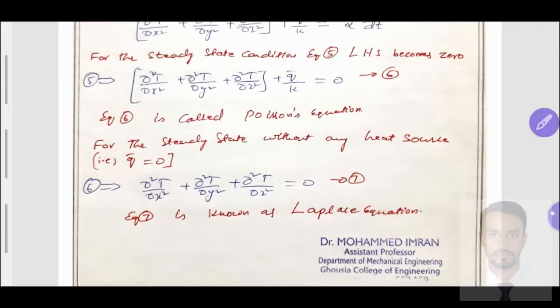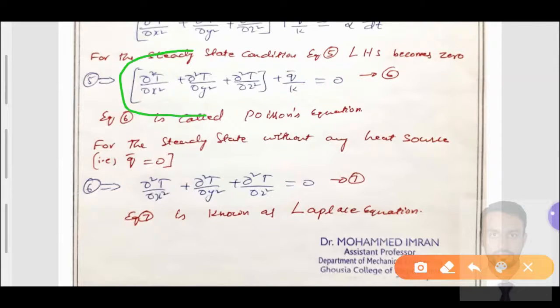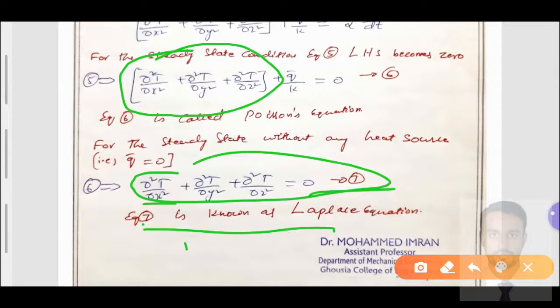Then this differential equation of equilibrium for a three-dimensional body under no heat generation and steady state condition is dou square T by dou x square plus dou square T by dou y square plus dou square T by dou z square is equals to 0. Call it equation number 7. Then this equation number 7 is said to be the Laplace equation for heat transfer.